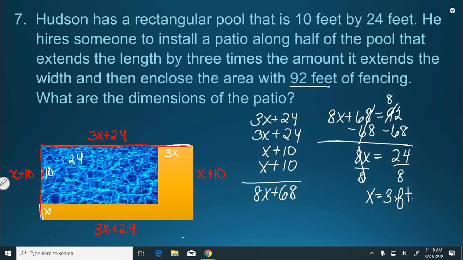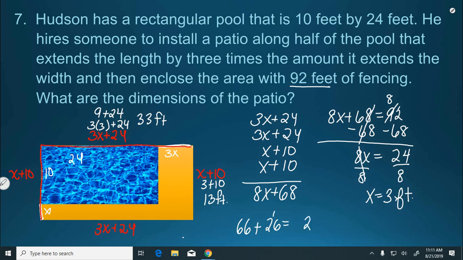So we have 3 times 8 plus 24. Nope, not 3 times 8, 3 times 3. 3 times 3 is 9 plus 24 is going to be 33 feet this way. And then 3 plus 10 over here is 13 feet this way. And again, we can check our work. If we do 33 and 33, we get 66 for the two lengths. 13 and 13 is 26 for the two widths. 6 plus 6 is 12, carry the 1. 6 plus 3 is 9, which gives me the 92 feet, which is what we said the perimeter had to be.